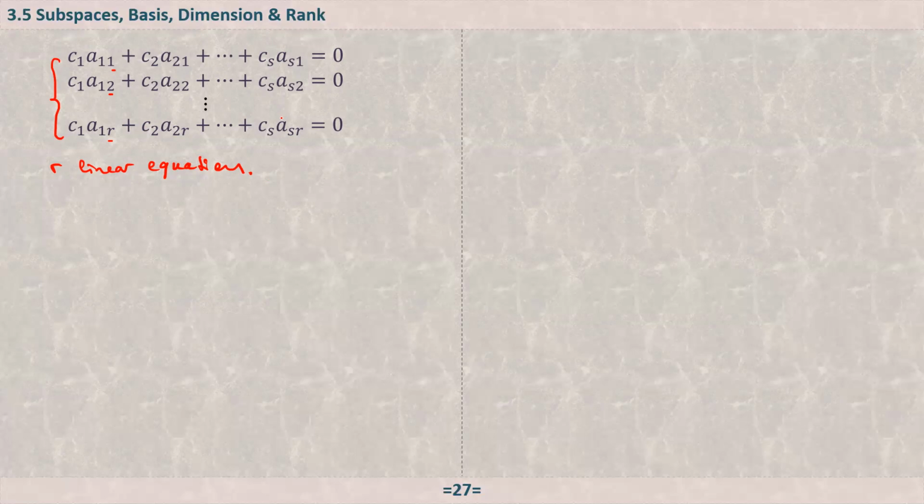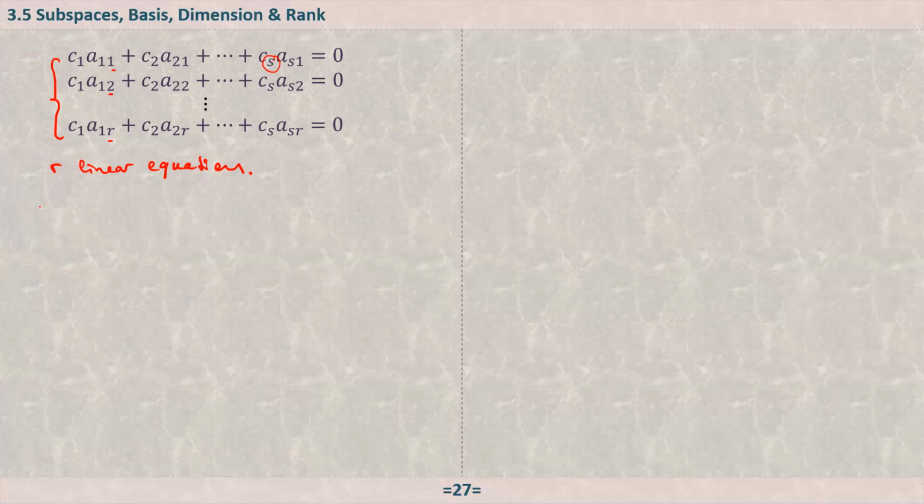Here are the equations, but how many variables do we have here? If you just count the variables, it's 1, 2, 3, and here we have S variables, right? This is the first variable, the second one, and the third one. And here, C1, C2, CS are just written in front of this A11. It doesn't matter, actually. It doesn't change the solution of the system, right?